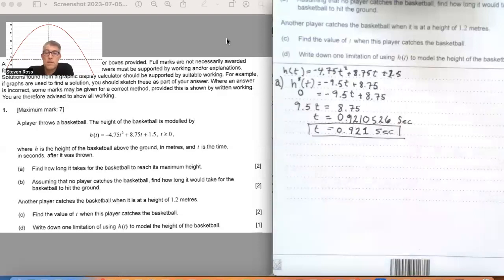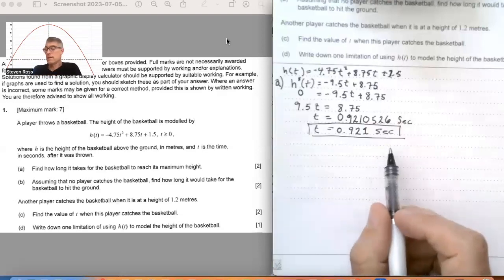So that's the answer to question number 1. That is exactly where the maximum of the parabola, or the maximum height, is going to be, at 0.921 seconds. All right, so let's go to part B. It says, assuming that no player catches the basketball, find how long it would take for the basketball to hit the ground.